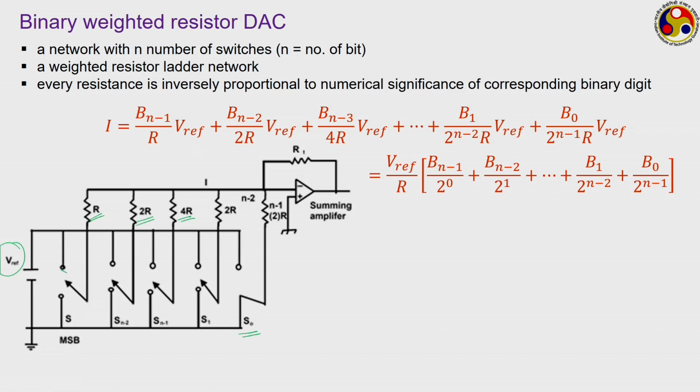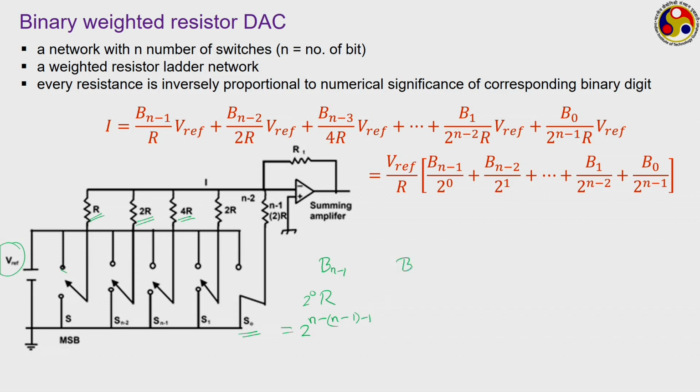Actually, I made a mistake while writing this. The most significant bit we refer to as Bn minus 1, and the corresponding resistor is R, or 2 to the power 0 R. Then we can write this as 2 to the power n minus 1, plus 1, something like this, or rather minus 1 just to make it 0.